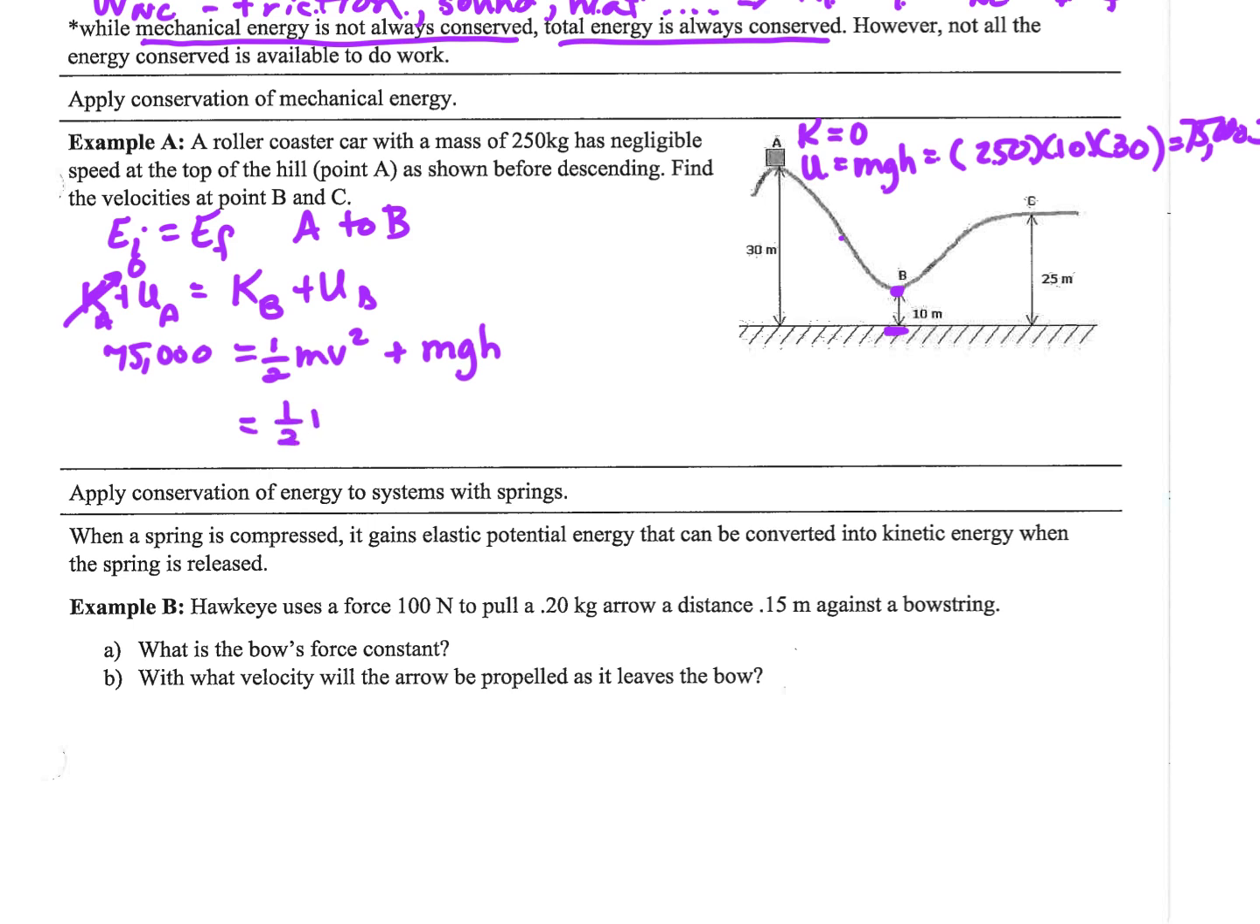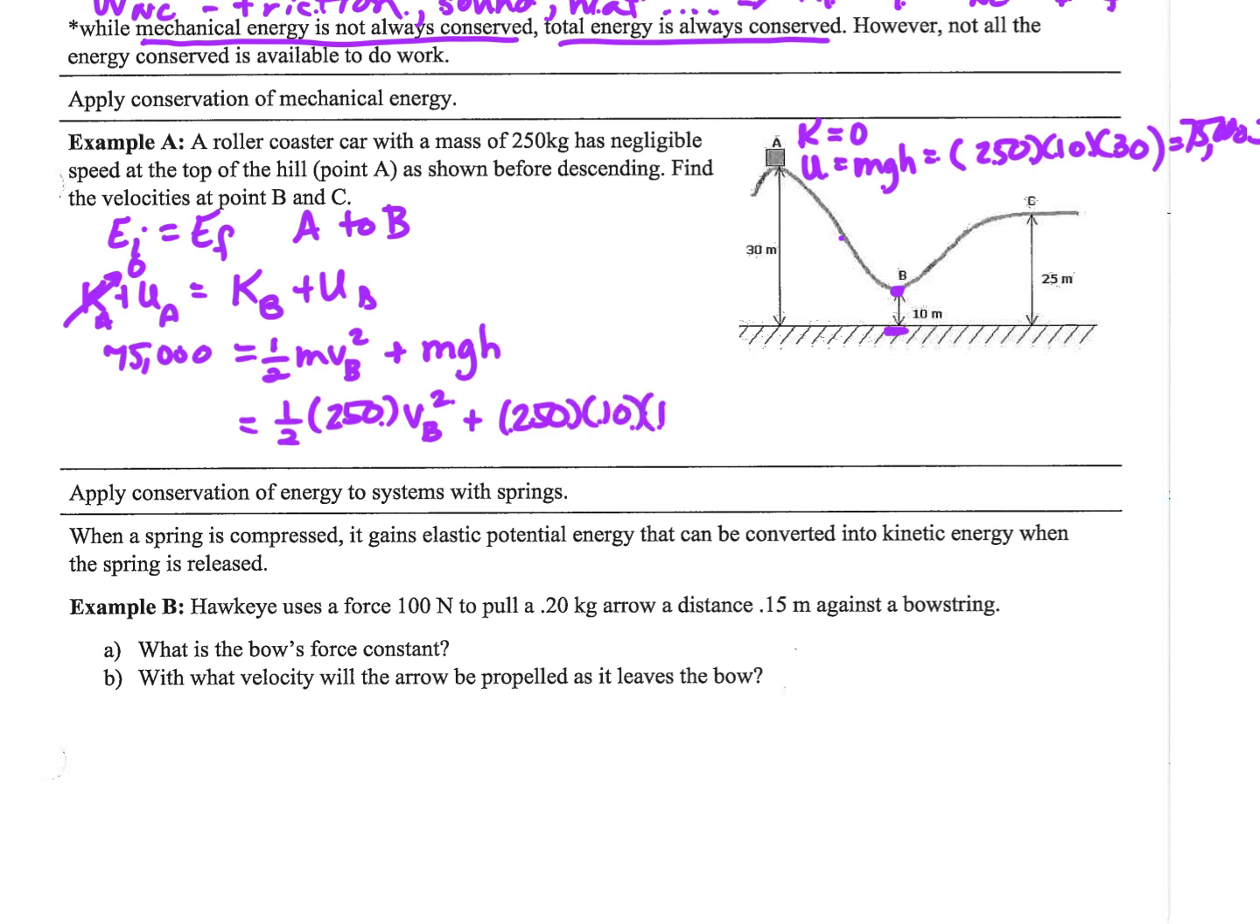Oops, I should fill in what I know. I know the mass, don't I? So the mass, which is 250, times v sub b squared, plus 250 times 10, and the height at that point is 10. And this is 75,000.